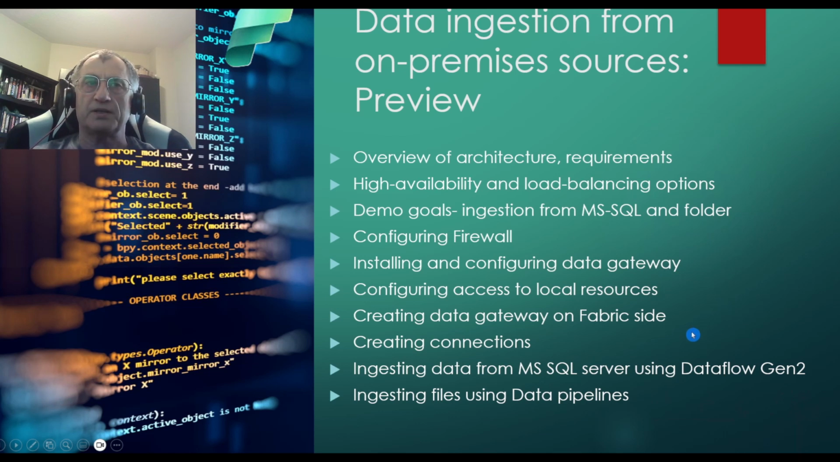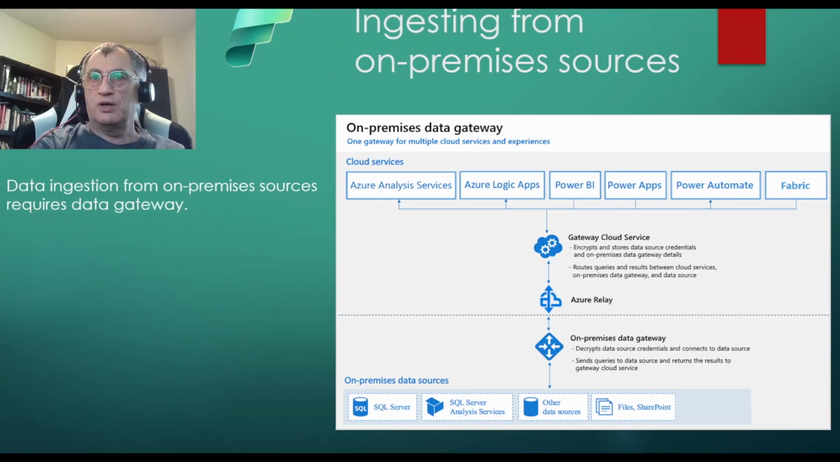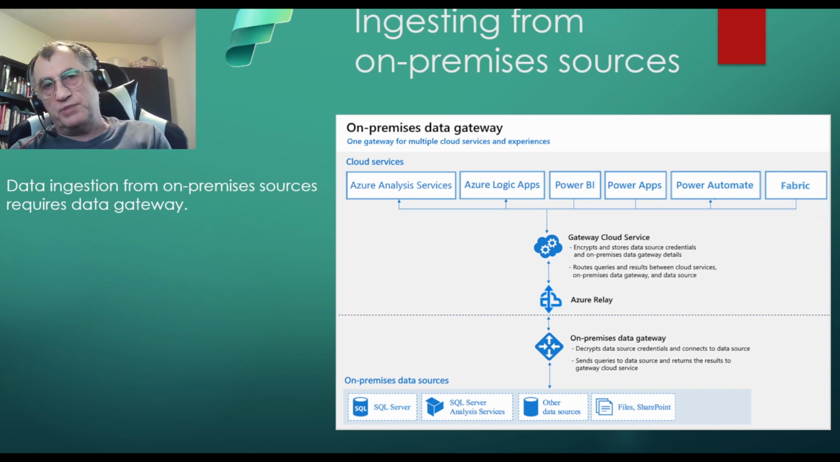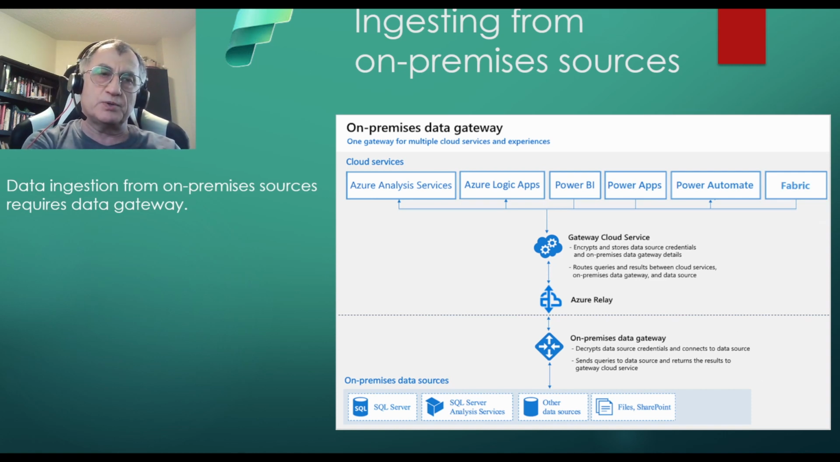Okay, so let's get started. Let's take a look at the overall architecture of ingestion. If you have ever built a pipeline between cloud services, you know that it's easy. All you need to care about is your credentials, access, and authorization. Things are a little different when you have ingestion from on-premises sources.